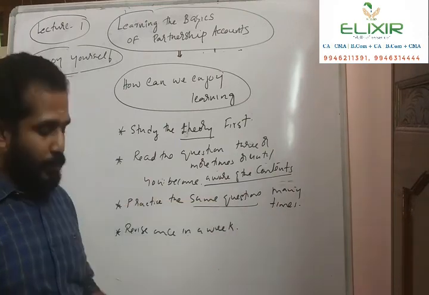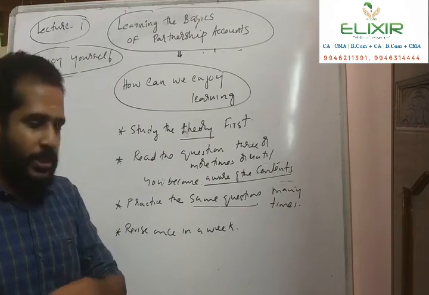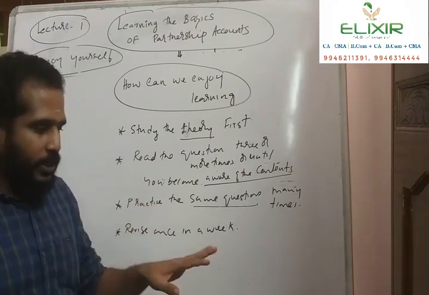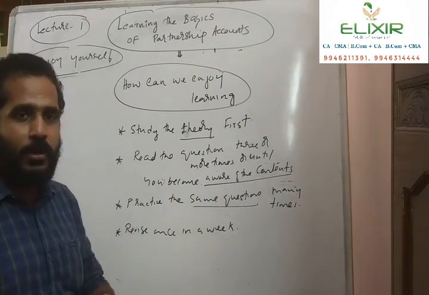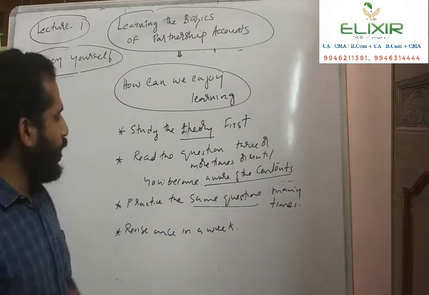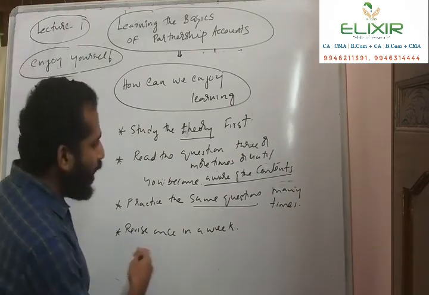How can this be done? Take the same question and change your figures. The question pattern should be kept stagnant and the figures can be changed. You can double the figures or make them half and practice the same question a number of times. Then revise once in a week.